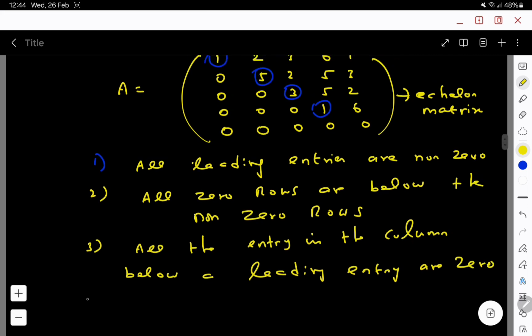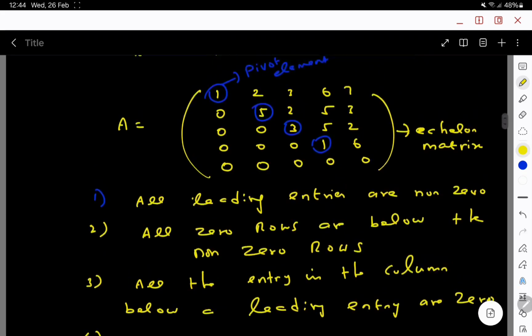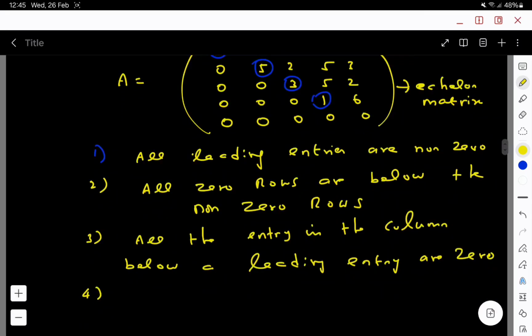And the fourth condition is, take this echelon matrix. In the second row, 5 is the leading entry. That leading entry is to the right of the leading entry of the first row. Similarly, in the third row, 3 is a leading entry. That column is to the right of the leading entry 5. So all leading entries are always to the right of the leading entry in the row above it. That is the fourth condition.